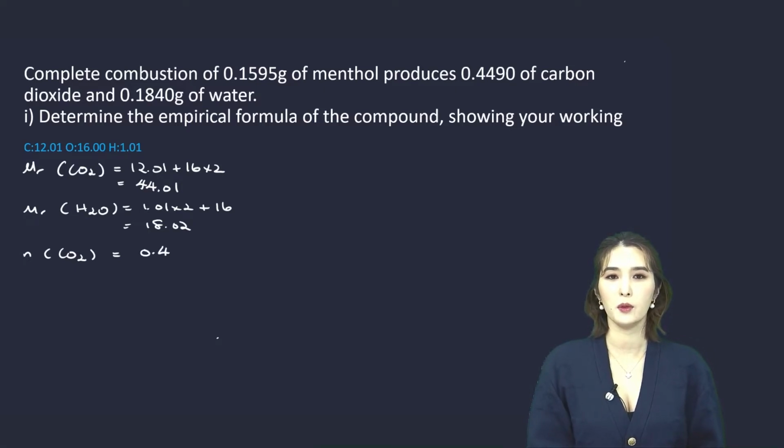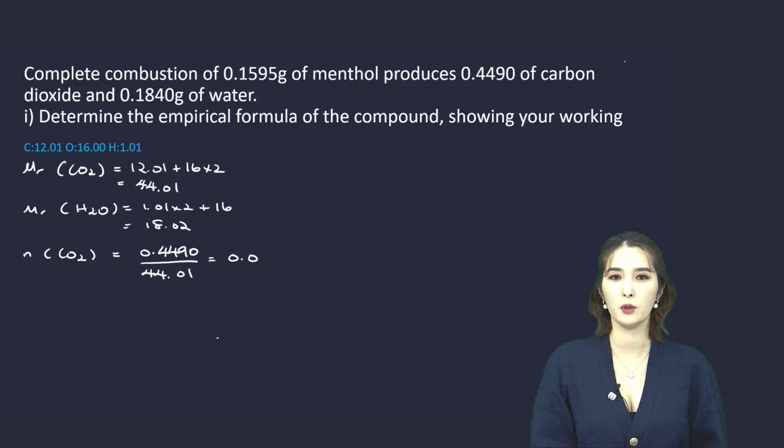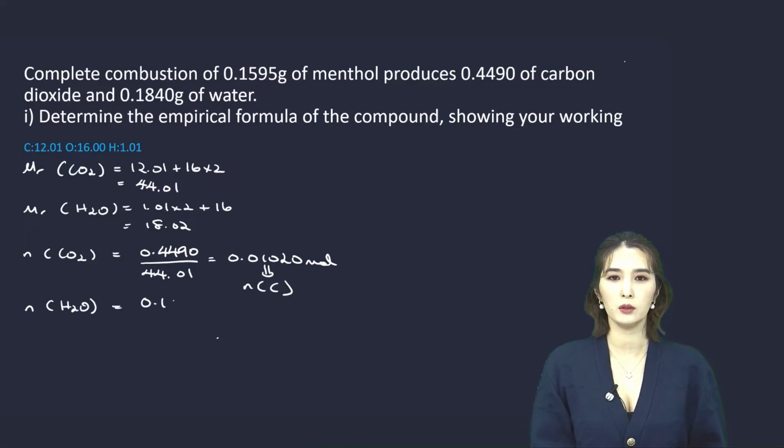The number of moles of CO2 is 0.4490, the given mass, divided by the molar mass, which is 44.01, which gives us the number of moles of CO2 as 0.01020 moles. We do the same for water. Now, to find the number of moles of water, we divide the given mass, which is 0.1840 grams of water, by the molar mass of water, which is 18.02.